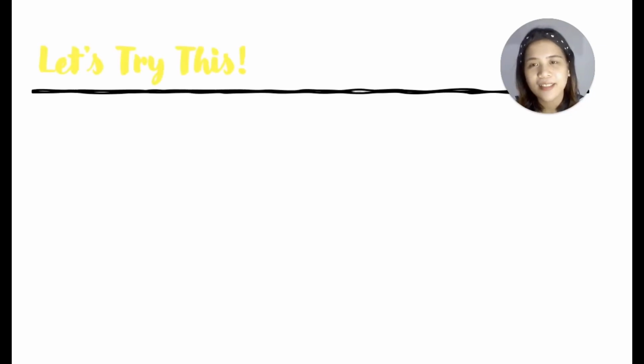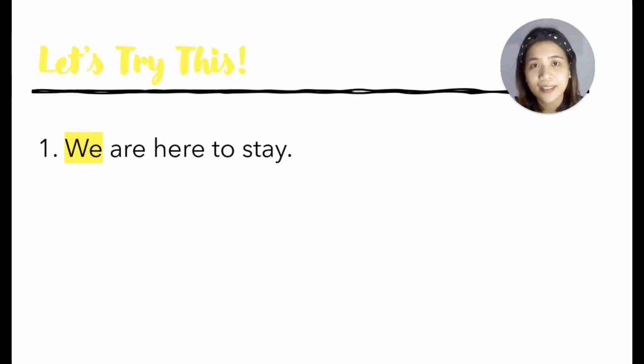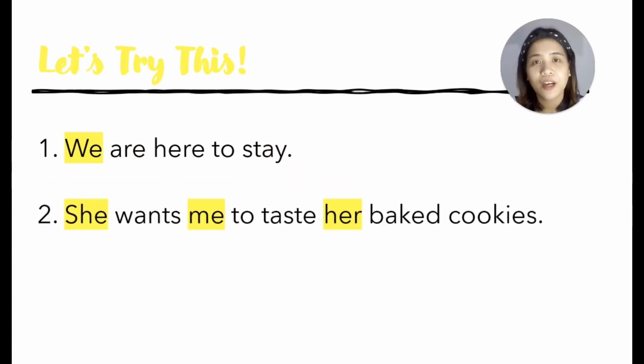Number 1, the answer is we. And for number 2, there are 3 answers. We have she, me, and her.